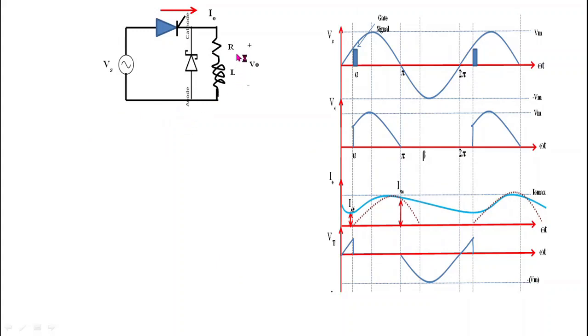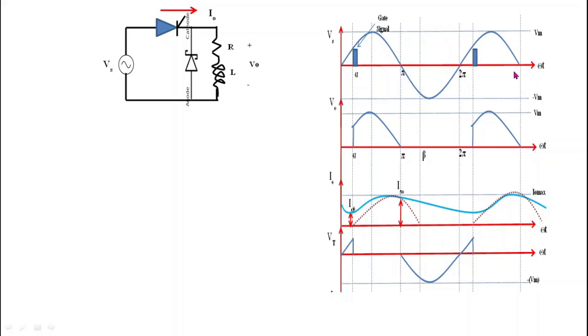Here we can see that the load is RL type and we get output voltage V0 across this load. This freewheeling diode is connected in parallel with this load, and this whole combination is connected in series with this thyristor, and this whole circuit is supplied with source voltage Vs, where Vs equals Vm sin omega t, and this is the waveform of source voltage Vs.